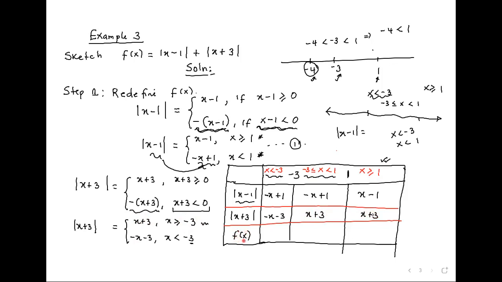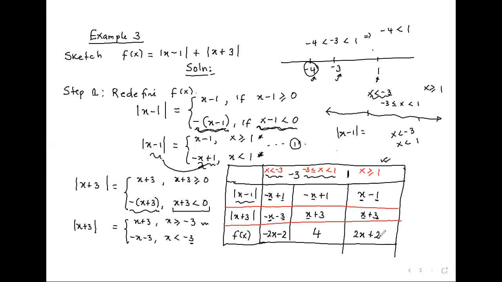Then now to get f of x, you get the sum of this one and this one in each column. So what is negative x plus negative x? Here we get negative 2x. Negative 1 plus negative 3, we get negative 2. Negative x plus x, we get 0. 1 plus 3, we get 4. x plus x, we get 2x. Minus 1 plus 3, we get 2.